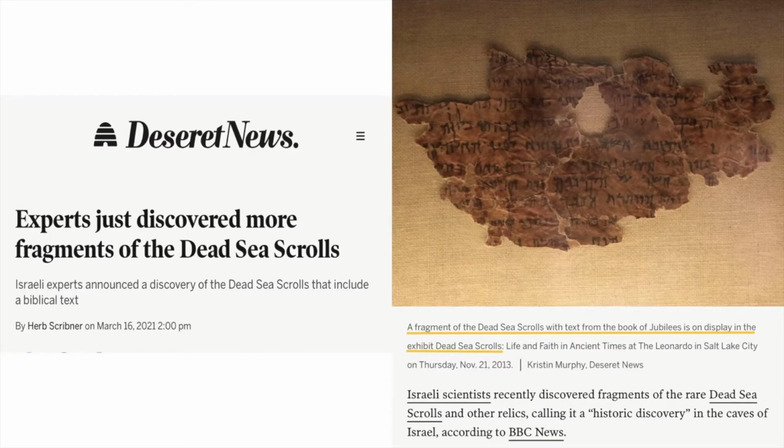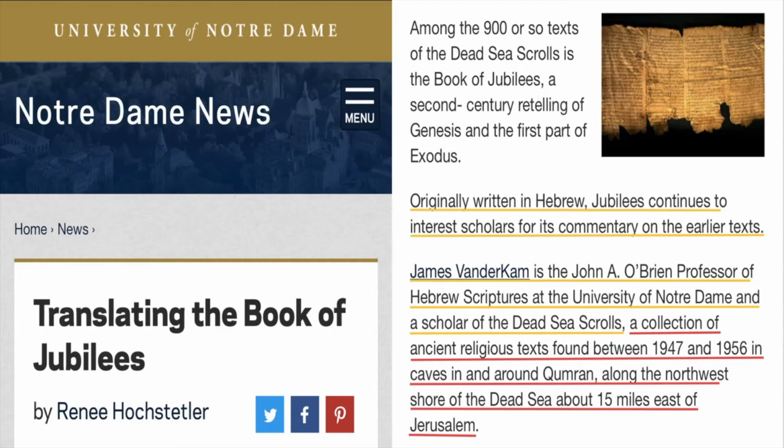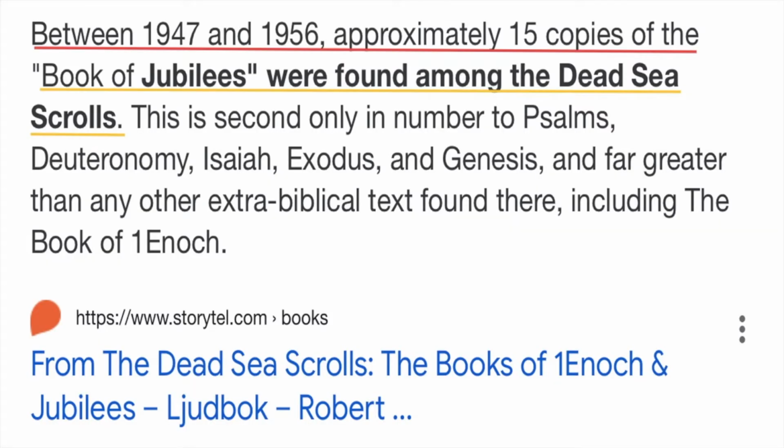This is from Deseret News. Experts just discovered more fragments of the Dead Sea Scrolls. Reading what's in yellow, a fragment of the Dead Sea Scrolls of the text from the Book of Jubilees is on display in the exhibit Dead Sea Scrolls. Between 1947 and 1956, approximately 15 copies of the Book of Jubilees were found among the Dead Sea Scrolls. By the way, that was from the Dead Sea Scrolls, the Book of Enoch and Jubilees.